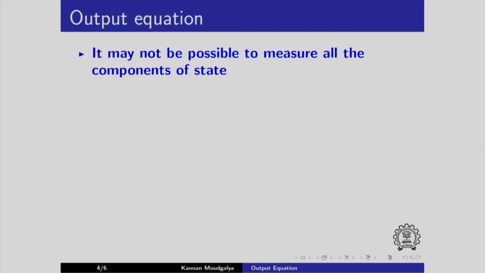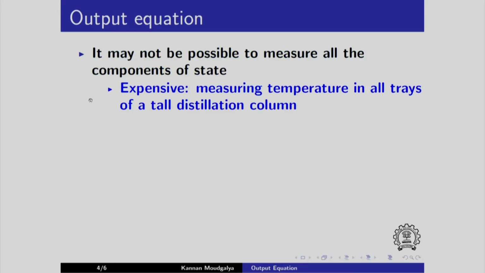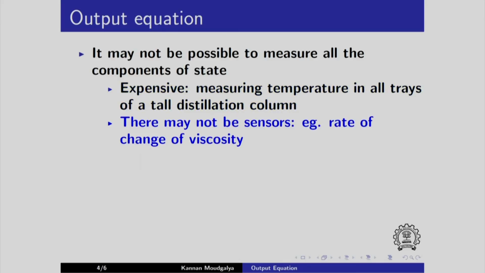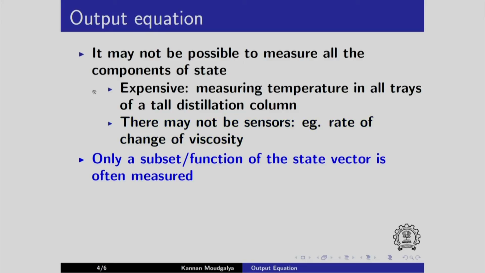We also need the output equation. Why is it? It may not be possible to measure all the components of the state. For example, it could be expensive. Measuring the temperature in all trays of a tall distillation column could be impossible. There may also not be sensors, for example, rate of change of viscosity. We often measure only a subset or a function of the state vector.